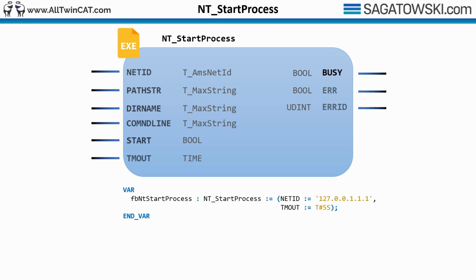To use the function block, simply declare it and provide the various input parameters. In this example, we have provided the net ID and timeout already in the declaration. It should be noted that the values supplied in this example are exactly the same as the default values, which means that they can be omitted as well.